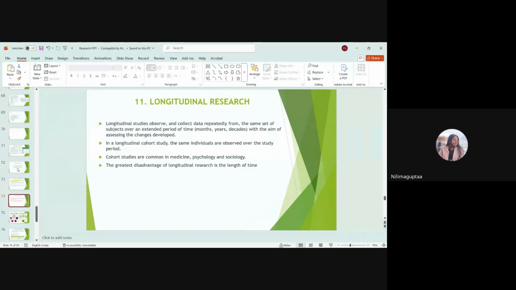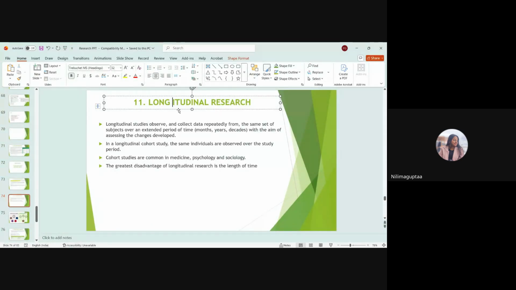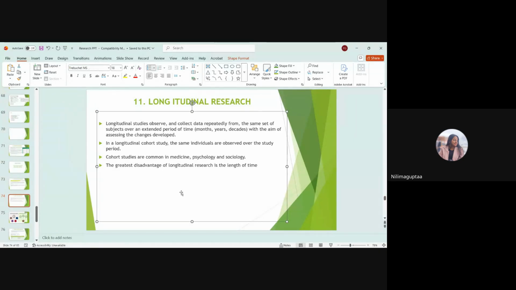What is happening in a longitudinal research? As the name suggests, it's very long. This research goes for years. It can go for 20, 25, 30 years. It sometimes even goes on for generations. So what a researcher does is study a certain group of people right from their birth, or let's say from the age of 5 till the age of 50, on any particular topic, to see how certain factors or phenomena impact a human life. So a longitudinal study observes and collects data repeatedly from the same set of subjects.